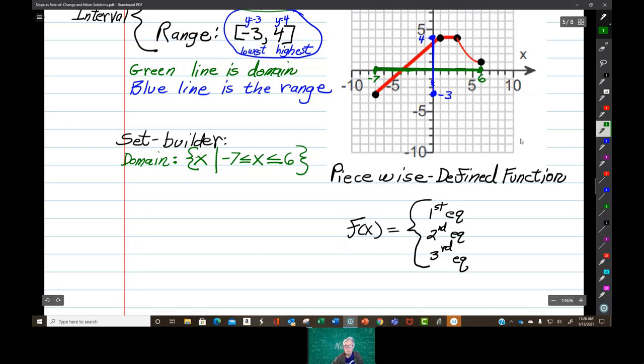Okay, now talk about the range. Is the range also the same as the domain, but with different numbers, so that x is greater than or equal to negative 3 and less than or equal to 4? You've got the right idea, yes. Okay.